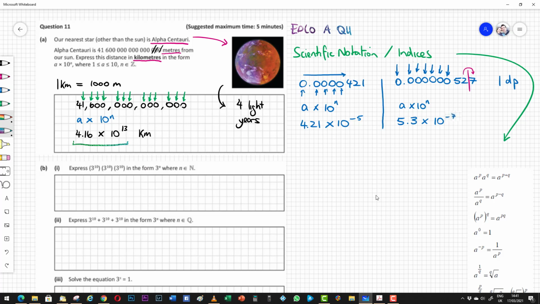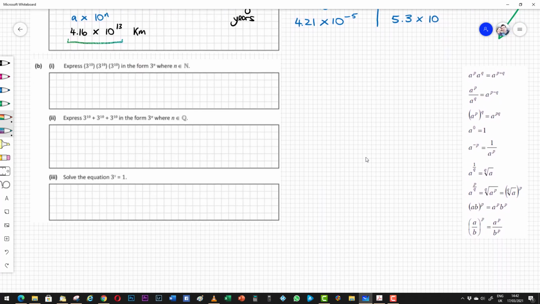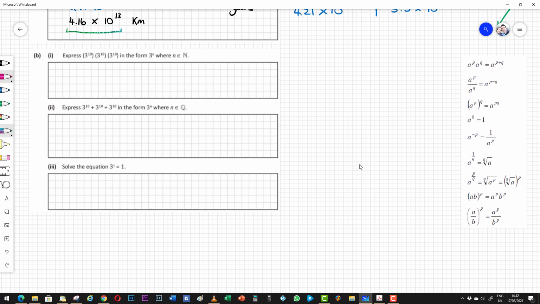Okay, so moving on to the B part of the question, which is more specifically related to the rules of indices. So on the right hand side here, I have taken from the formula book the rules of indices. And so we'll have a look at which of these rules we need to apply for these questions on the left hand side. So the first question, we're told to express 3 to the power of 10 times 3 to the power of 10 times 3 to the power of 10 in the form 3 to the power of n. So I'm just going to write it down: 3 to the power of 10 times 3 to the power of 10 times 3 to the power of 10.